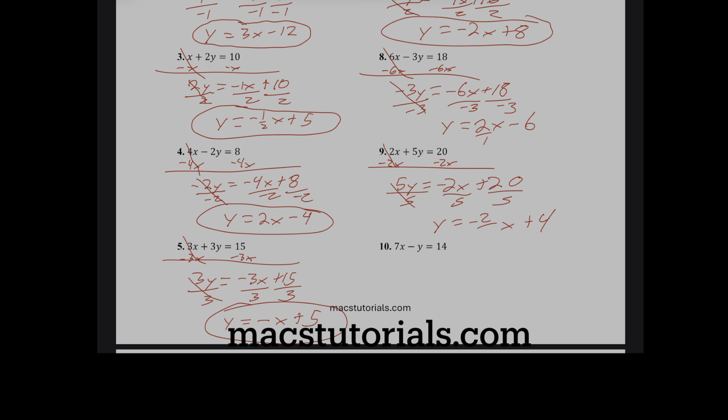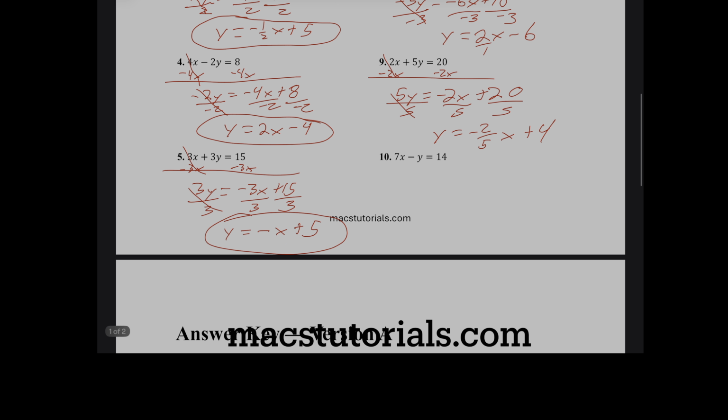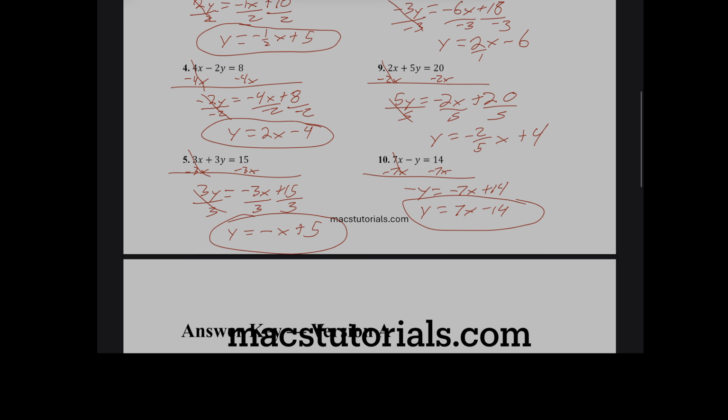That's an ugly 5. Let me make it prettier. There we go. Okay, and the last one, I'm going to subtract 7x from both sides. -y equals -7x plus 14. Now, just switch everybody's sign. That's all you have to do. And we're done. Okay? So that's basically it, everybody.